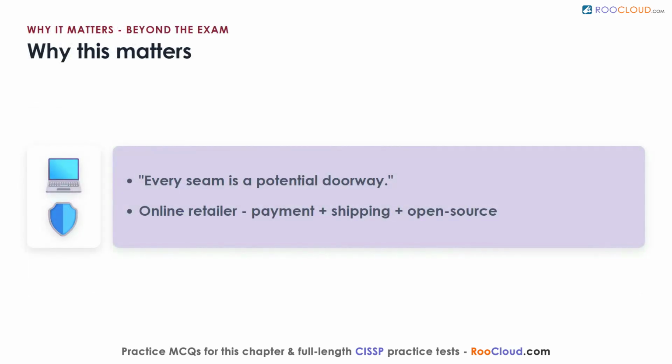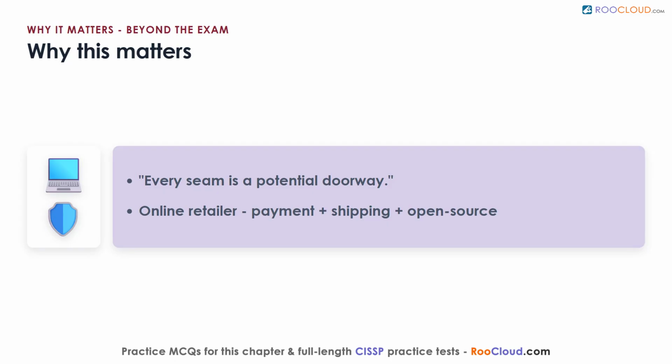Why does this matter beyond the exam? Because modern systems are stitched together from many services and outside components, and each seam is a potential weak point. Picture an online retailer that leans on an outside payment service, a shipping integration, and a pile of open source code. Every interface, test gap, or exposed secret is a doorway. Knowing how to secure interfaces, test rigorously, guard repositories, and vet purchased software is what keeps that whole quilt from unraveling.